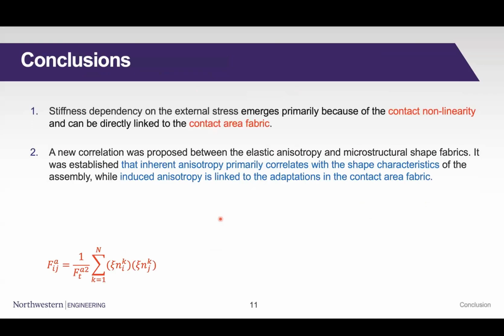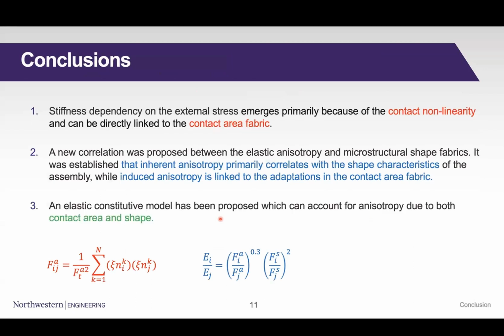Number one, the stiffness adaptive dependency on the external stress emerges primarily because of the contact nonlinearity, and it can be linked directly to the contact fabric. Second, we proposed a correlation between elastic anisotropy and microstructural shape fabric, which is applicable for ellipsoidal shapes. And finally, we proposed an elastic constitutive model, which can account for anisotropy due to both contact area as well as shape.